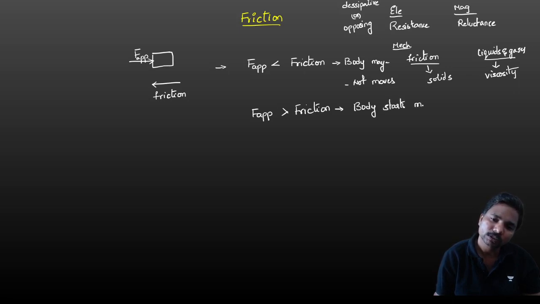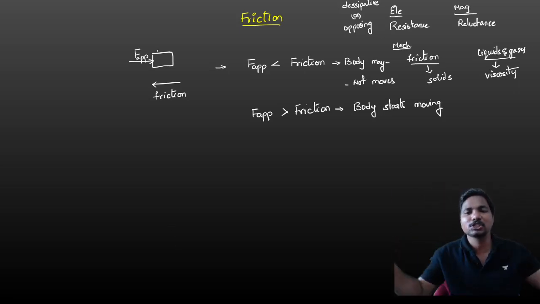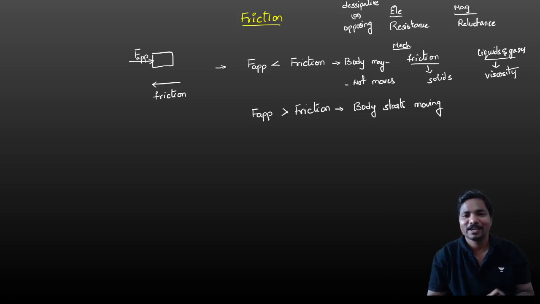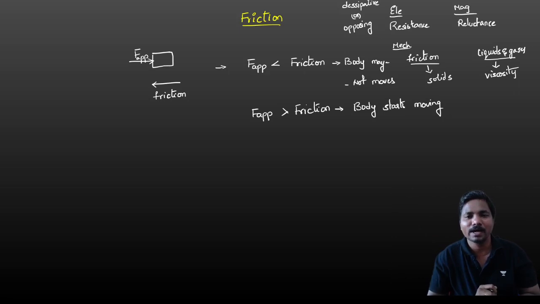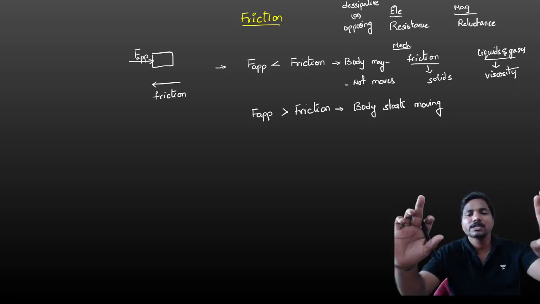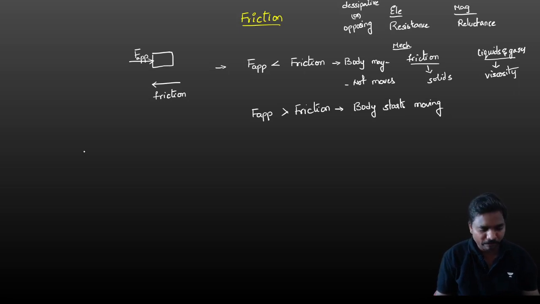Body starts moving. For example, if I give a 1000 kg stone, can you move that with your hands? No. Why? Because your applied force is less than the friction. If I give a 1 kg object, then you can easily move that one. That means your applied force is greater than the friction. So note down about friction.